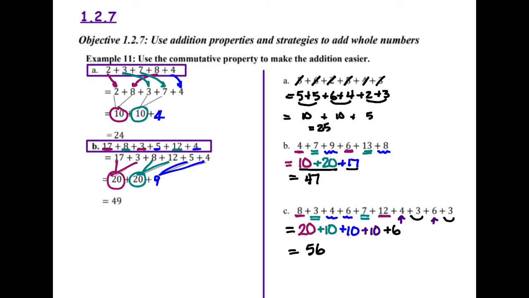So that is the commutative property, because we're changing the order of the way that we add. Instead of adding straight across, we're switching the order up. And that only works if you're adding straight across. Every single one of those is add.